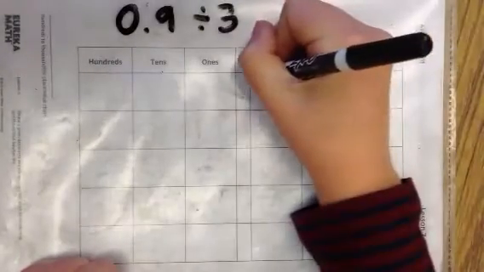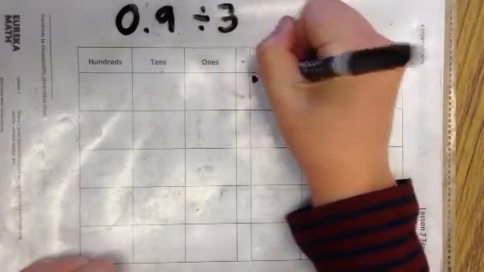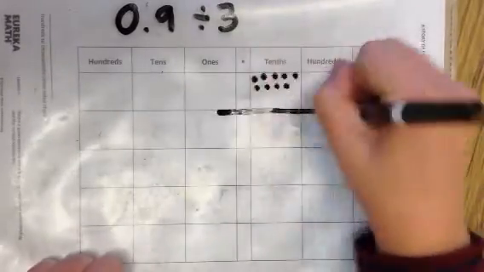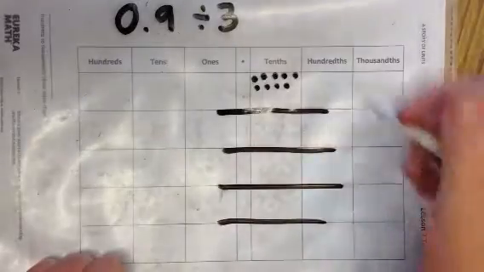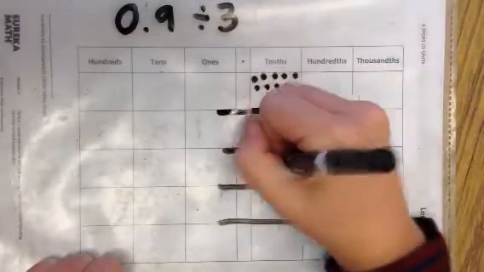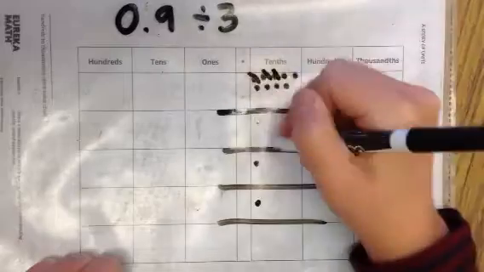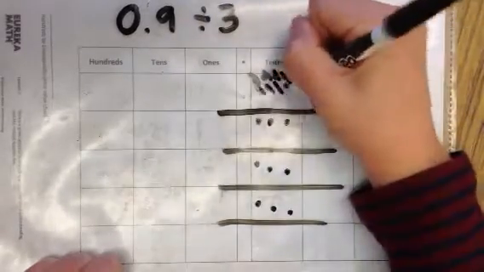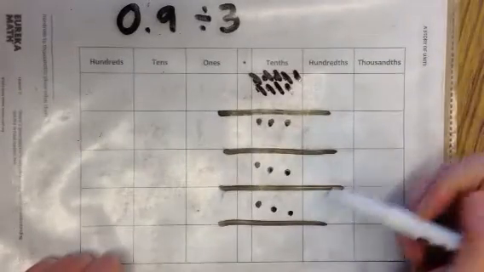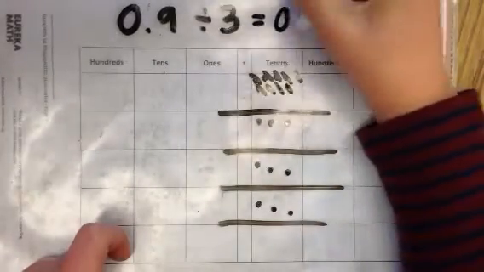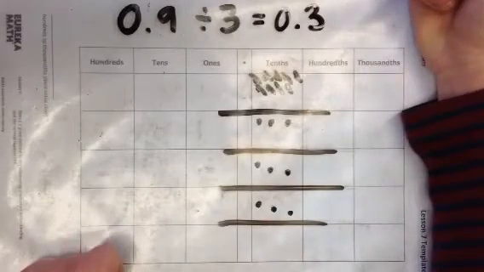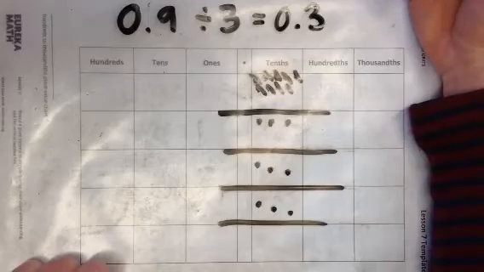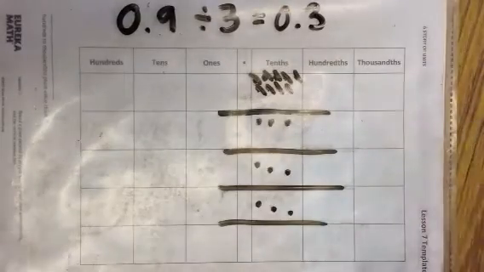So what we're going to do first is draw our 9/10 and divide them into 3 sections. So I've got 1, 2, 3, 4, 5, 6, 7, 8, 9. So I can see that in each of my groups I have 3/10. This is the most visual, concrete way that students can see this. But you can also think about it like standard math facts.